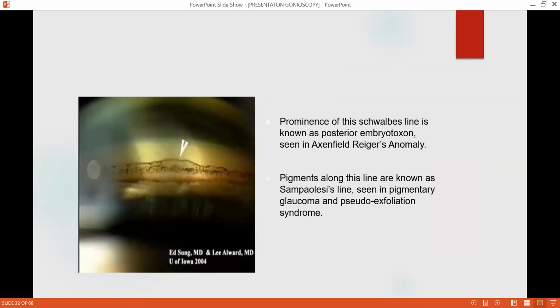Prominence of the Schwalbe's line is known as posterior embryotoxon and is seen in Axenfeld-Rieger anomaly. Pigment deposition along or in front of this line is classically seen in pigmentary glaucoma and pseudoexfoliation glaucoma, and that line is called Sampaolesi's line. As you see in this clinical picture, the white arrow indicates the Sampaolesi's line.